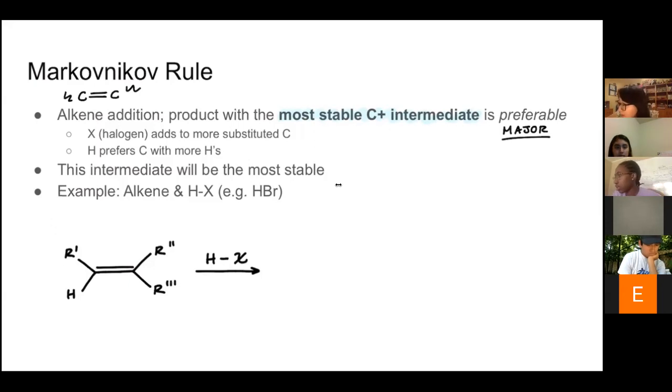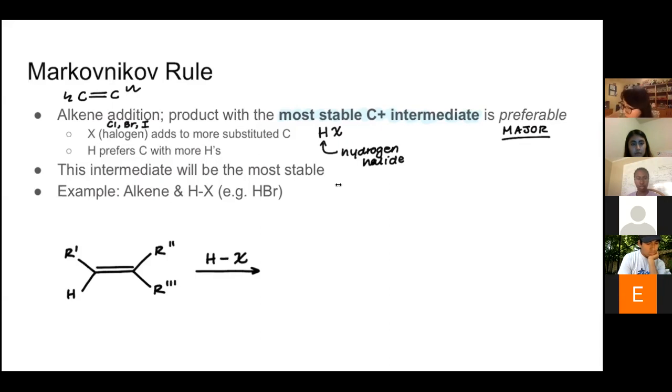So for a lot of these, we're going to be using this reagent called hydrogen halide, like Sydney mentioned. The X just stands for basically any halogen. The most common ones you're probably going to see are Cl, Br. Once in a while I'll see iodine, so I'm just going to put that there.